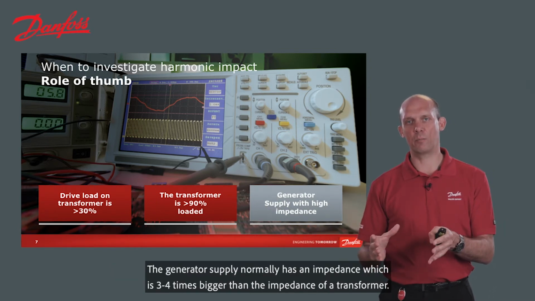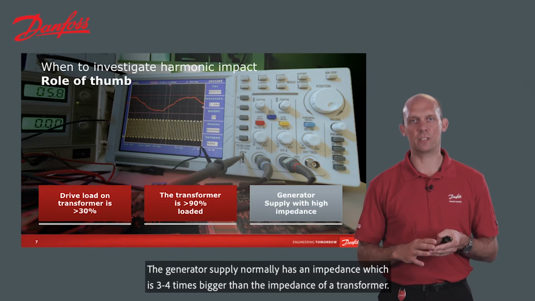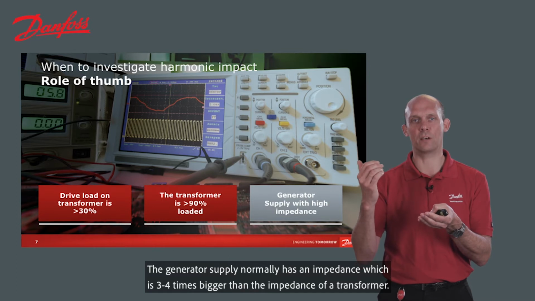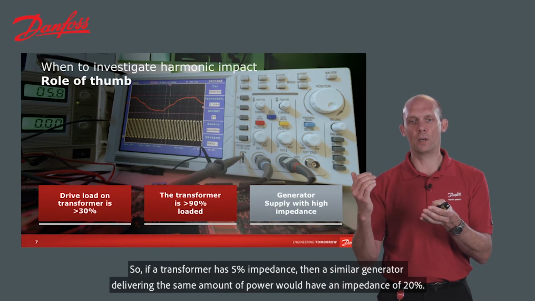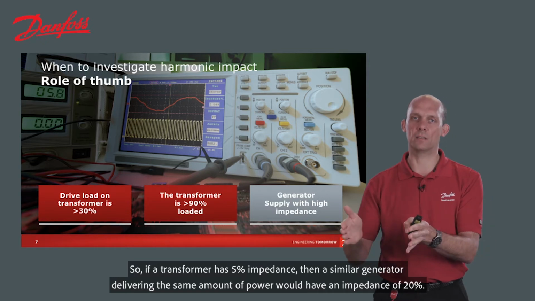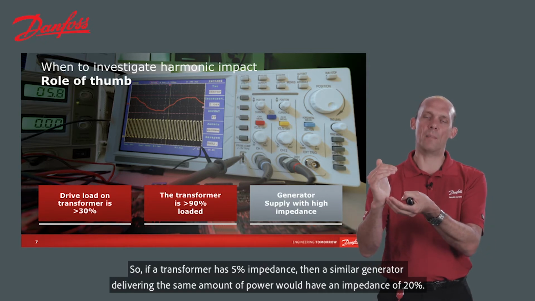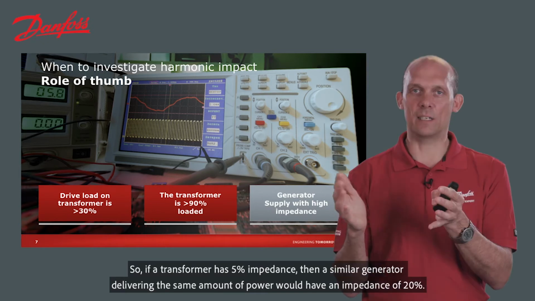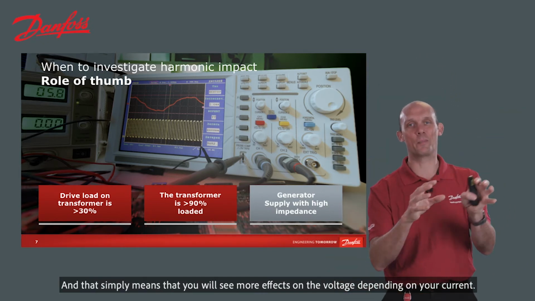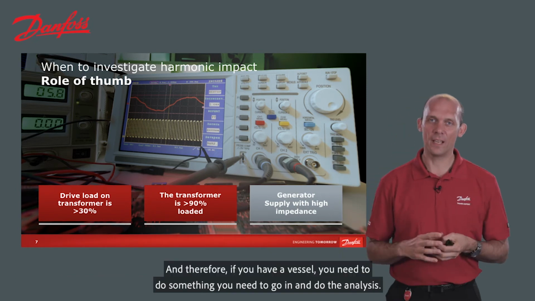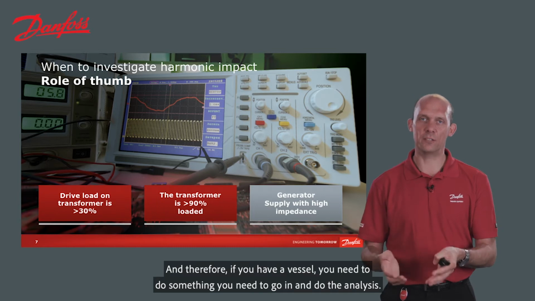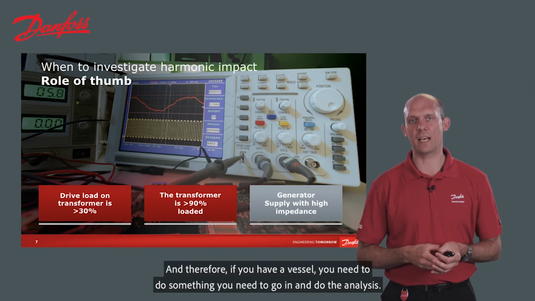The generator supply normally has an impedance which is 300 to 400% bigger than the impedance of a transformer. So if a transformer has 5% impedance, then a similar generator delivering the same amount of power would have an impedance of 20%. And that simply means that you will see more effects on the voltage depending on your current. And therefore, if you have a vessel, you need to do something. You need to go in and do the analysis.